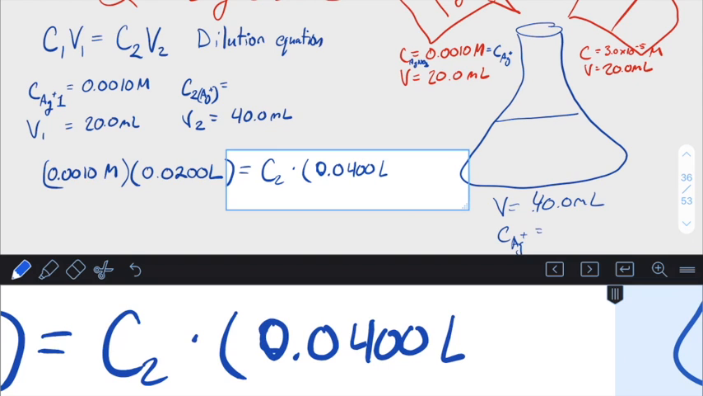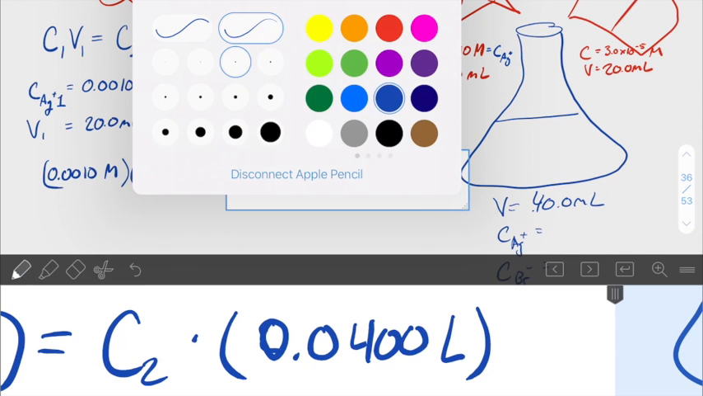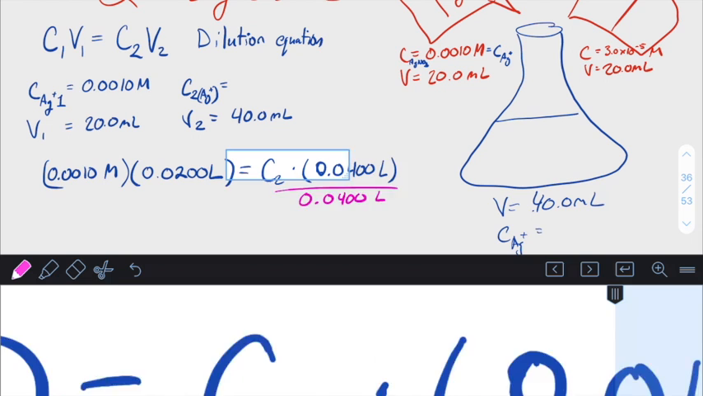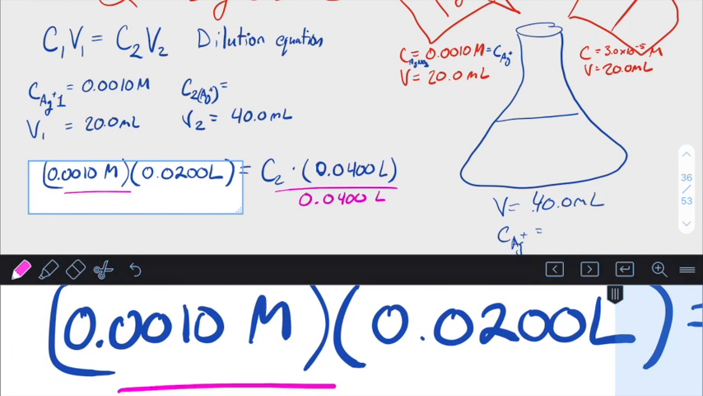0.0400. And please, please, please always convert everything, just because the one time you try to skip ahead a little bit, you're going to probably end up making a mistake, and you're going to be very sad when it comes back and you don't get the right number.